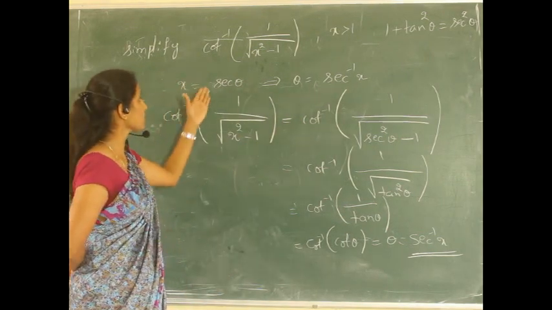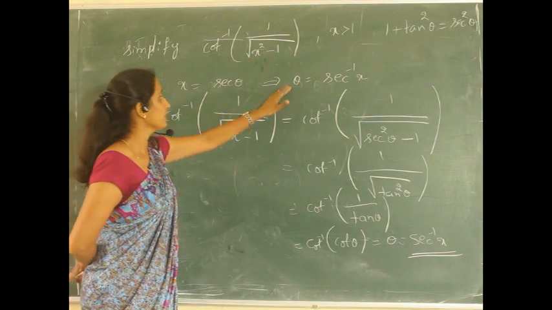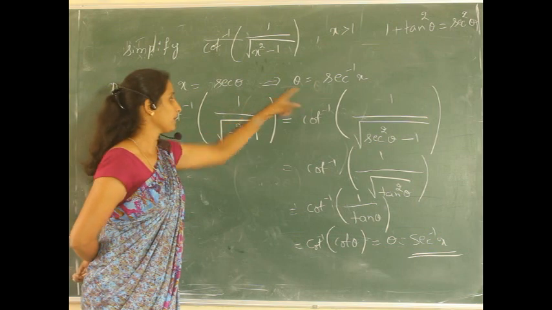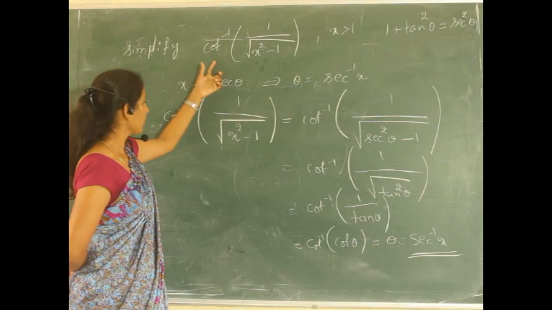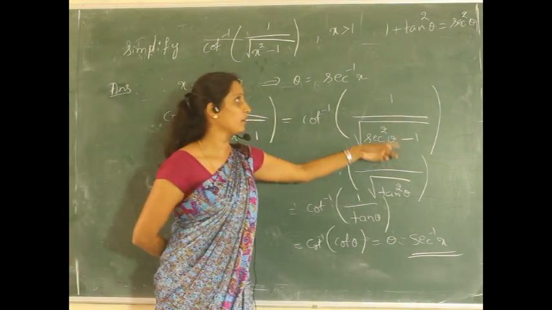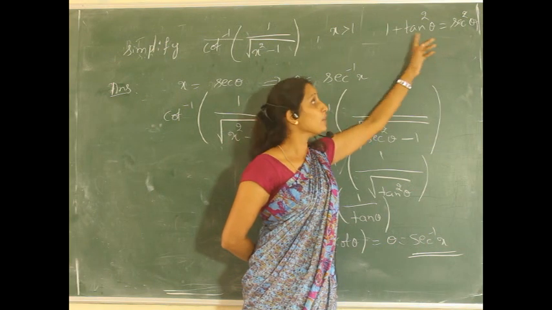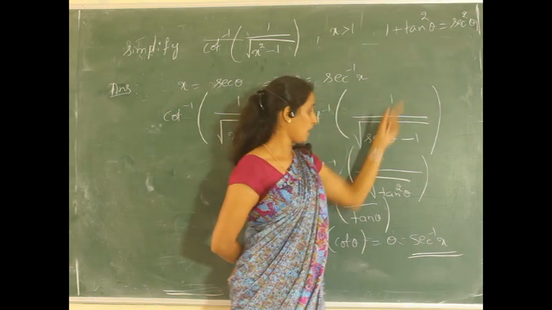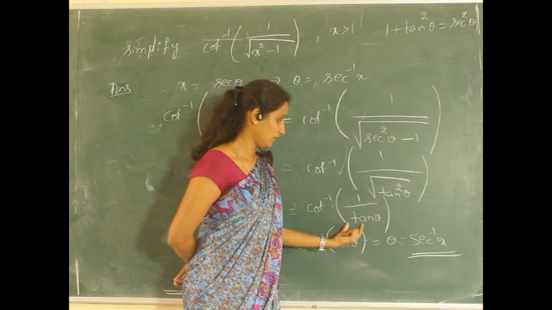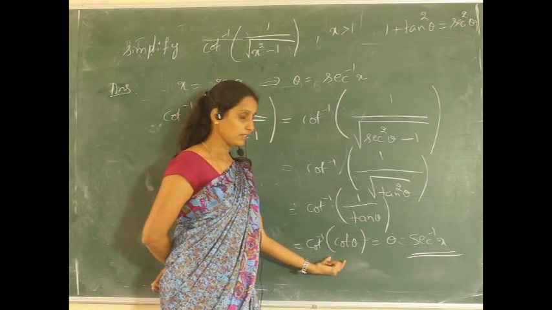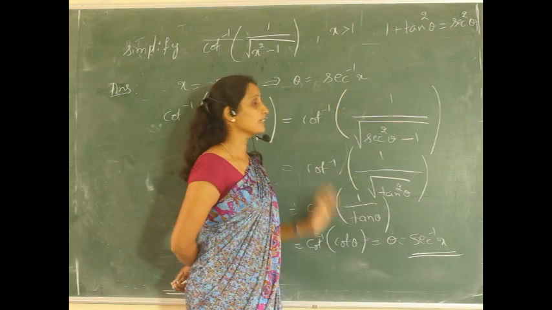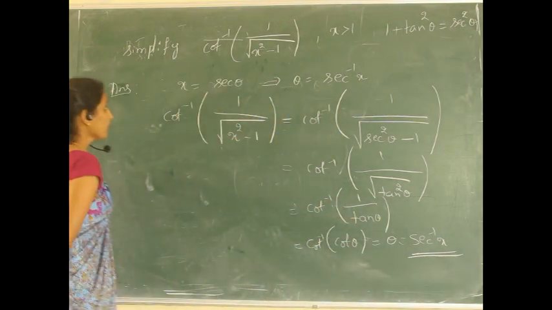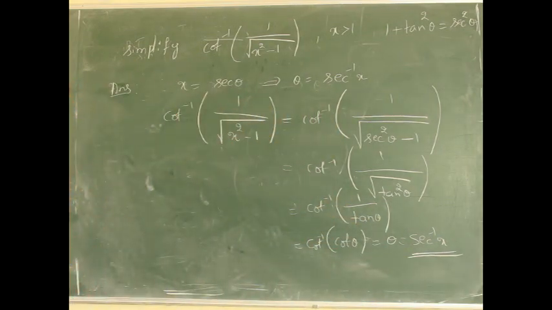So what we have to do is, first you substitute x value as secant theta, then theta can be written as secant inverse x. Then substitute that value in the given function. So we get cot inverse of 1 by root of secant square theta minus 1, because 1 plus tan square theta is secant square theta. So secant square theta minus 1 will be tan square theta. So root of tan square theta will be tan theta. 1 by tan theta will be cot theta. So cot inverse and cot can be cancelled. We are getting only theta, and theta we have taken as secant inverse x. So this is the simplest form of the given function.